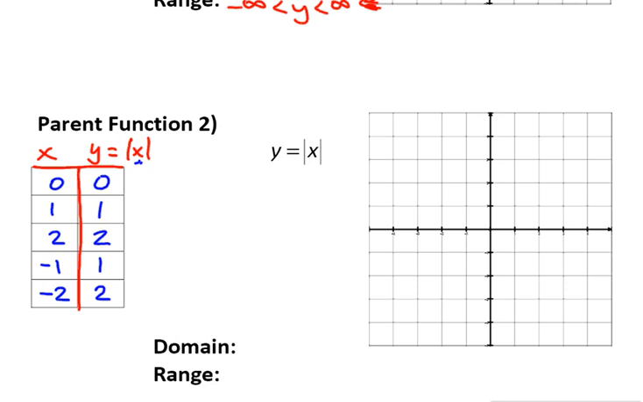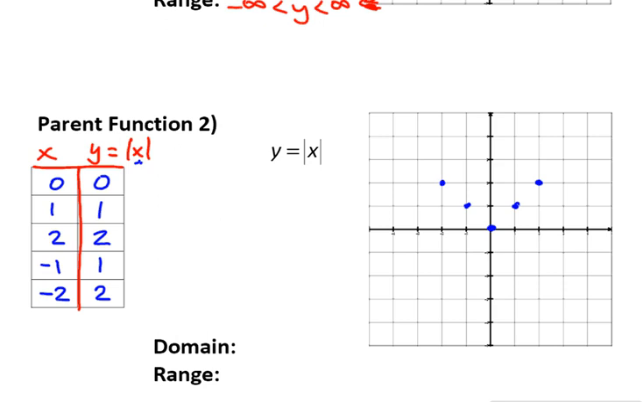So plugging those x's in and simplifying, I get that. So again, these are ordered pairs, my x, y. So I have (0, 0) here, (1, 1), (2, 2). I have (-1, 1), and (-2, 2).